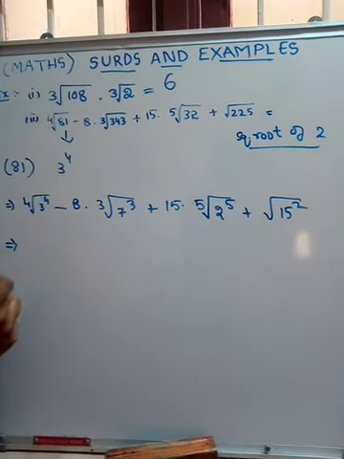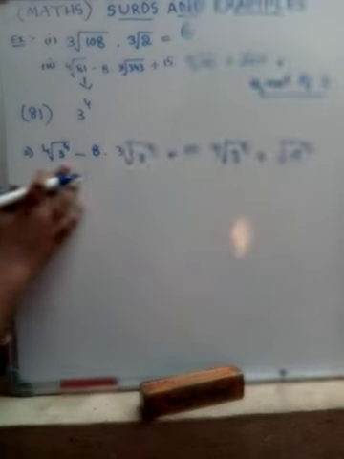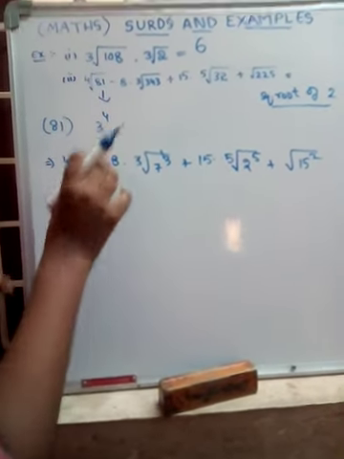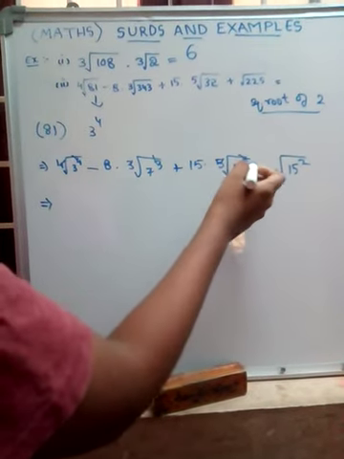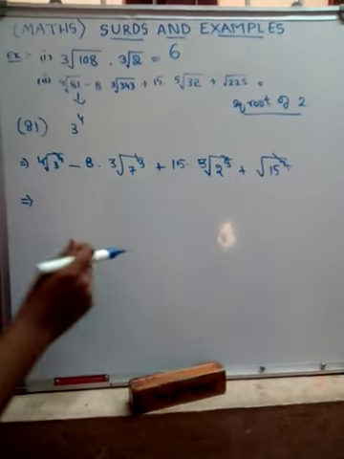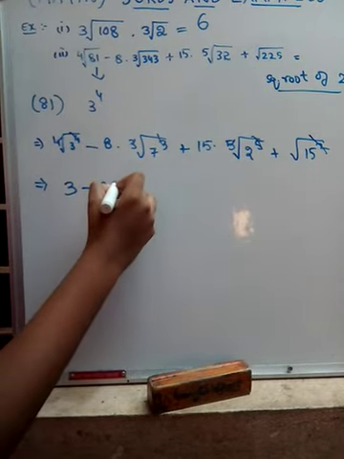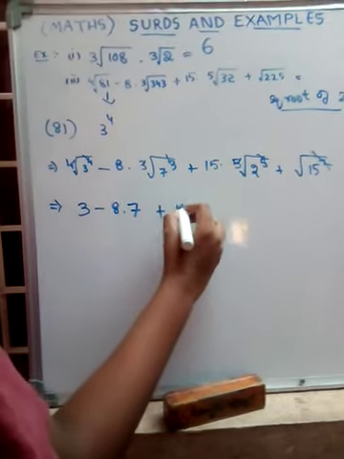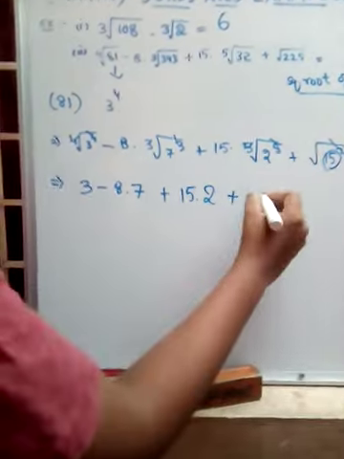Now the next step: the fourth root and the power get cancelled. Here also the cube root and power 3 get cancelled. Here also the 5th root and power 5 get cancelled. Here the square root gets cancelled. Now remaining here is 3, minus 8 into the remaining 7, plus 15 into the remaining 2, plus 15.